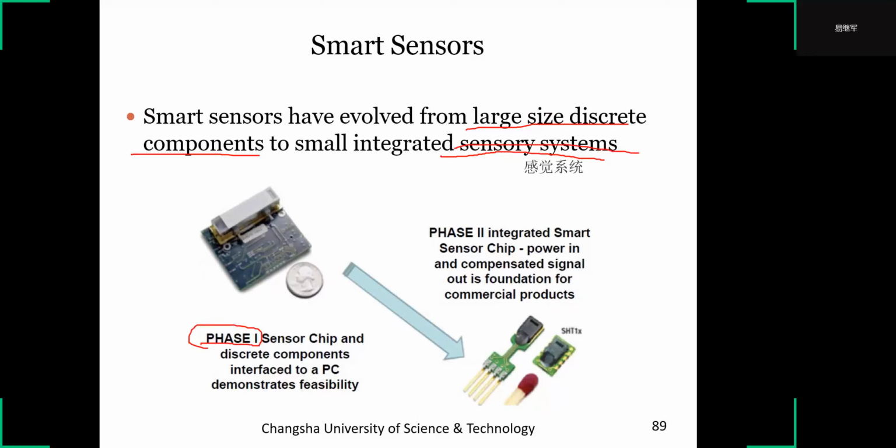In phase 1, a sensor chip and discrete components interface to a PC, which demonstrates feasibility. At phase 2, an integrated smart sensor chip. This is a discrete component. Power in and compensated signal out is the foundation for a commercial product.